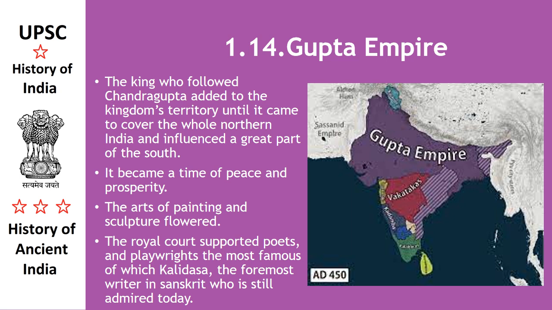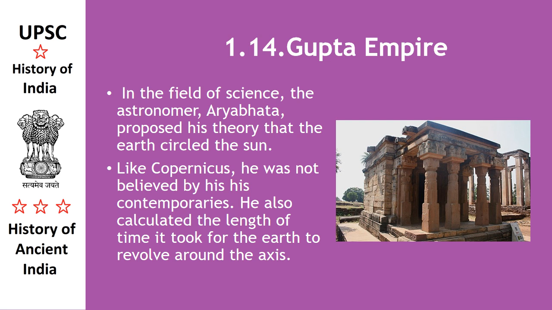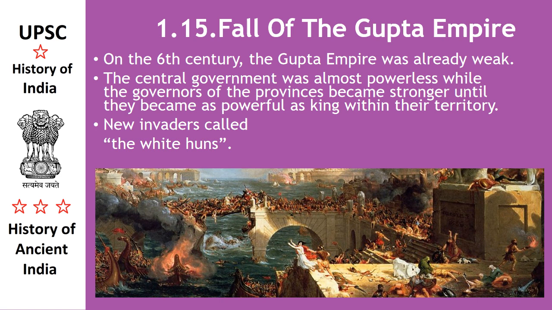The royal court supported poets and playwrights, the most famous of which was Kalidasa, the foremost writer in Sanskrit, who is still admired today. In the field of science, the astronomer Aryabhata proposed his theory that the earth circled the sun. Like Copernicus, he was not believed by his contemporaries. He also calculated the length of time it took for the earth to revolve around its axis.